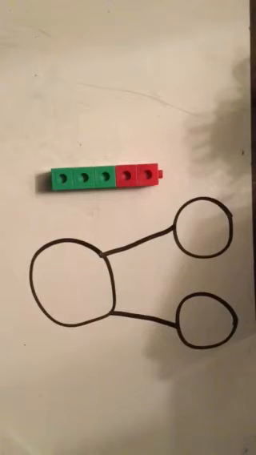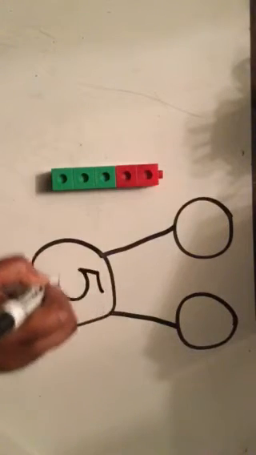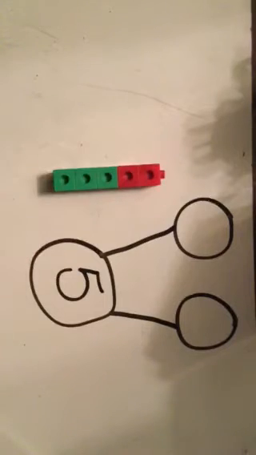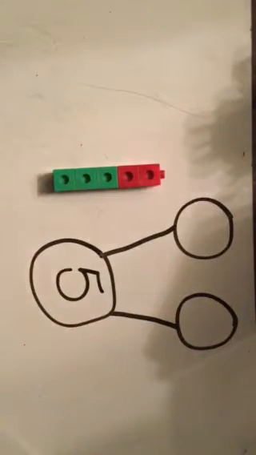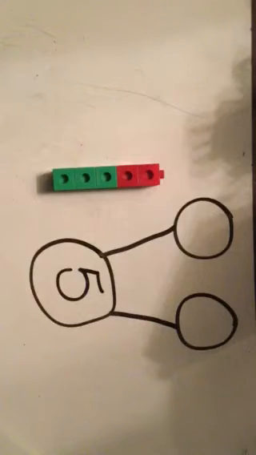First of all, let me go ahead and write in my whole or my all together number, because I know that I have 1, 2, 3, 4, 5 cubes, okay? So looking at my 5 cube stick, I'm noticing that I have 2 red cubes and 1, 2, 3 green cubes.